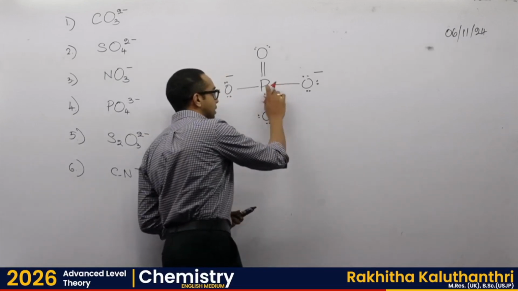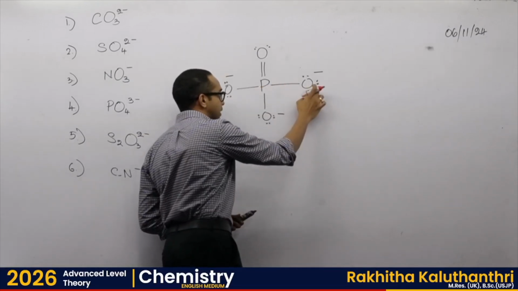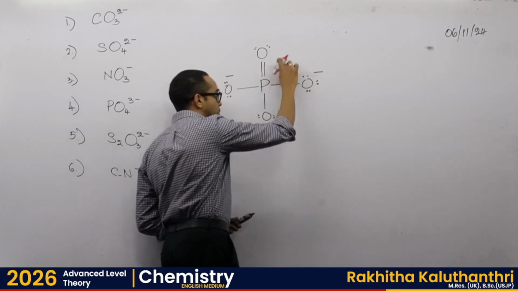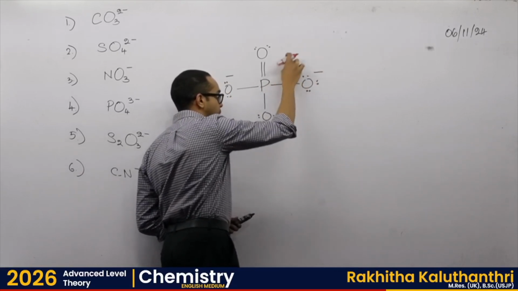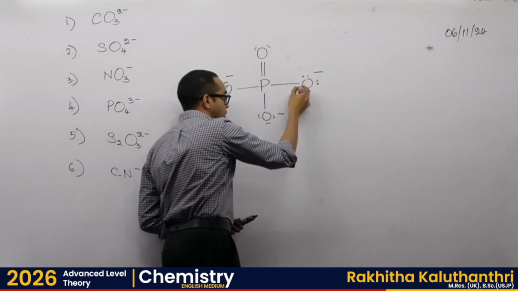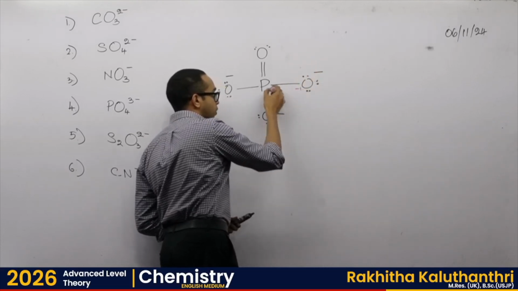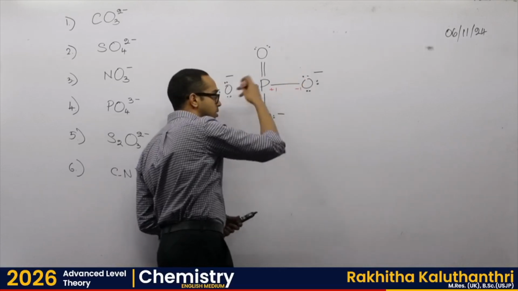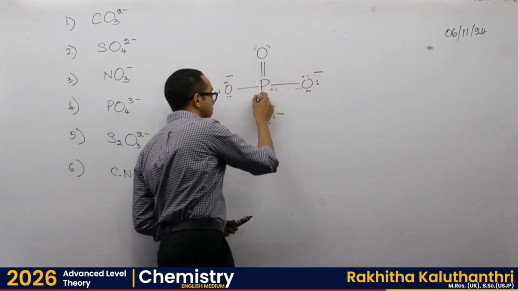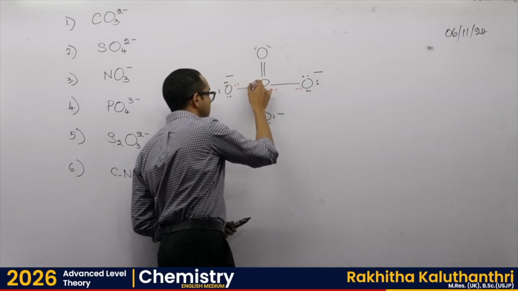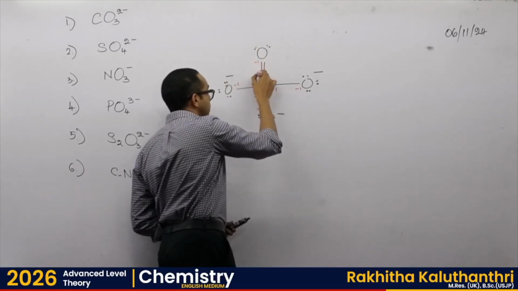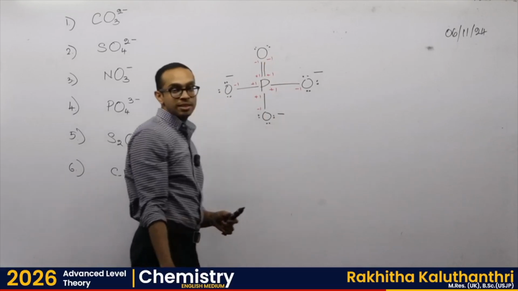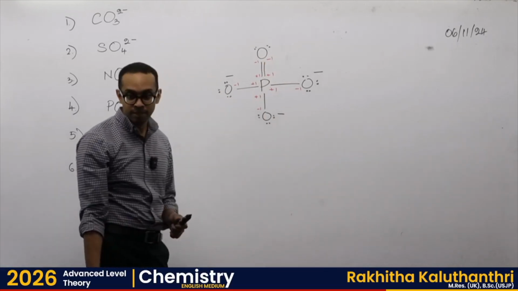So again, compared to phosphorus, oxygen is very electronegative. So therefore, bond electrons are going more towards oxygen. Which makes oxygen minus 1, phosphorus plus 1. Same applies to all the bonds. Minus 1 plus 1, minus 1 plus 1, minus 1 plus 1, minus 1 plus 1. Is that clear? You understand?